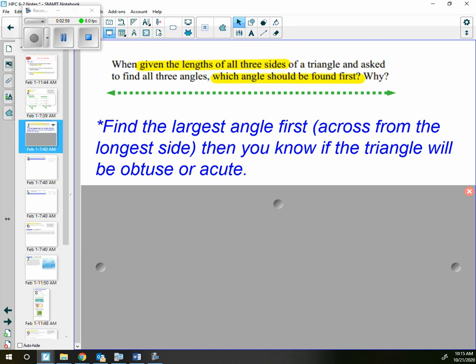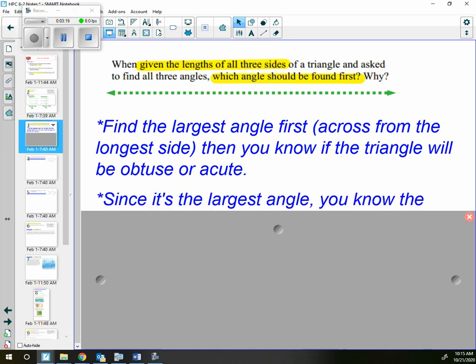If we find the biggest angle and it's acute, that means the other angles are also going to be acute, right? If the biggest angle is less than 90, then the other two are as well. We know what kind of triangle we're dealing with. If we find the smallest angle first, for example, we really have no idea what's going to happen for the other two. So it's really important, if we're given three sides, to find that biggest angle measurement first, across from the longest side.